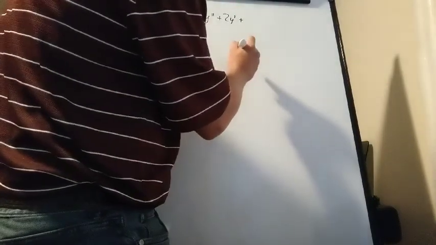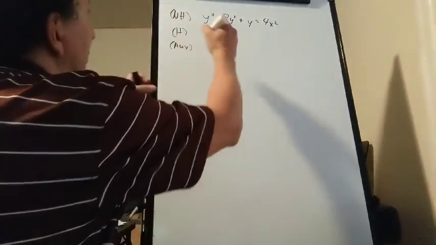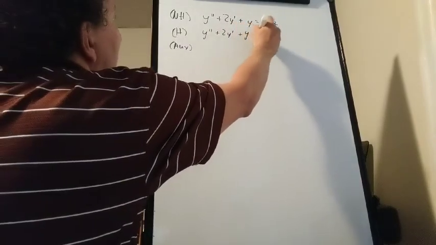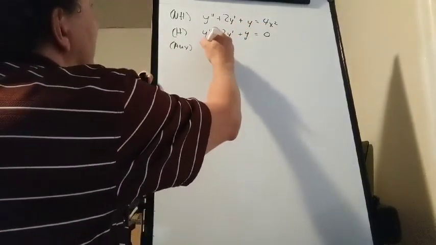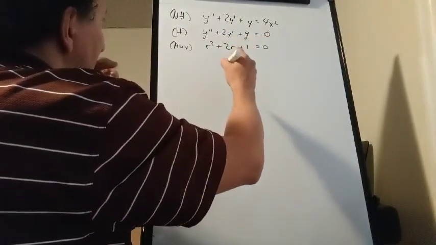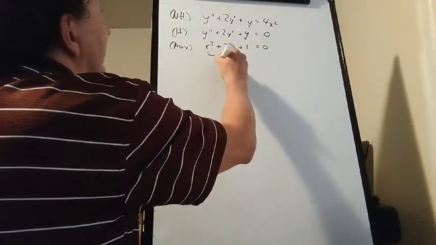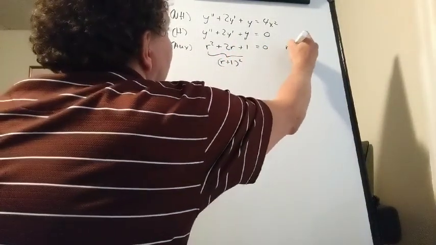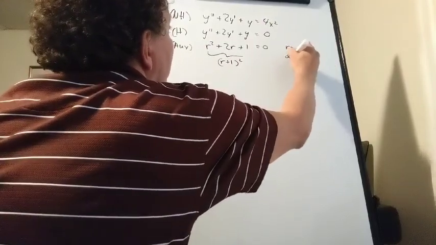All right, let's look at another example. Let's let our non-homogeneous equation be y double prime plus 2y prime plus y equals 4x squared. So then our homogeneous differential equation is y double prime plus 2y prime plus y equals 0. The auxiliary equation is r squared plus 2r plus 1 equals 0. So that's r plus 1 squared, and r equals -1 is a double root.